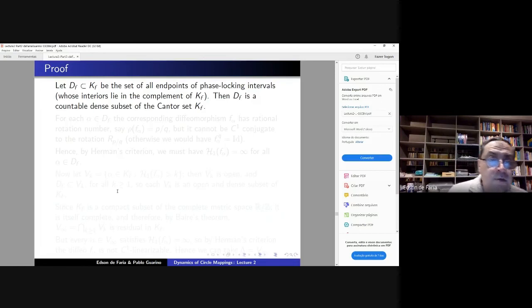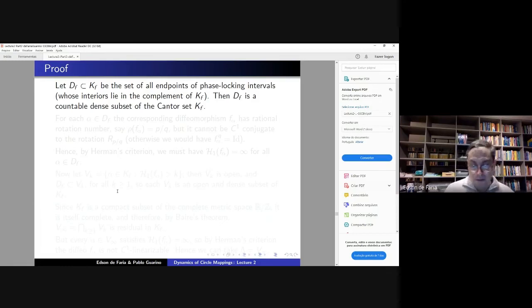So the proof is quite simple if you use the Herman invariant. First of all, there are all these mode locking intervals, and these intervals have endpoints which lie on the Cantor set K sub F. So let me denote by D sub F the set of all such endpoints, okay? So these are endpoints of phase locking intervals. So observe that at these points, the rotation number function of the family assumes a rational value, okay?